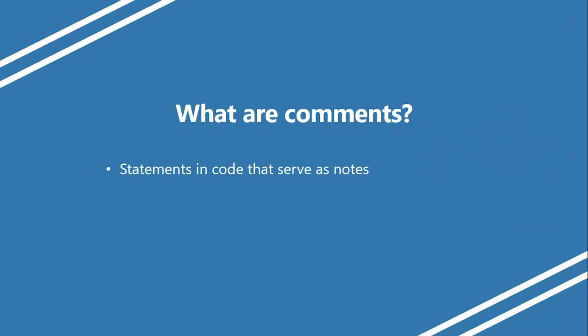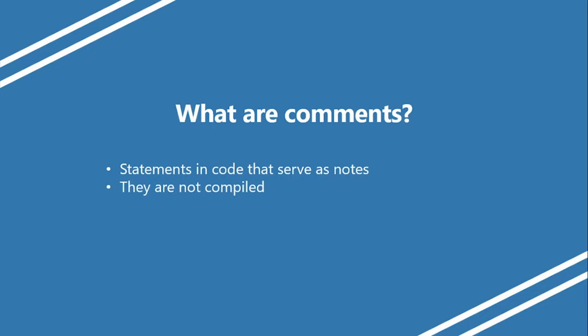So now, what are comments? Simply, comments are statements in code that serve as notes or annotations. So if you want to write a note for yourself or a note to someone else who's going to be reading your code in the future, or someone you are working with who just wants to understand why this part of the code is there, you can write a little comment there that shows, oh, this code does this. That's what comments are for.